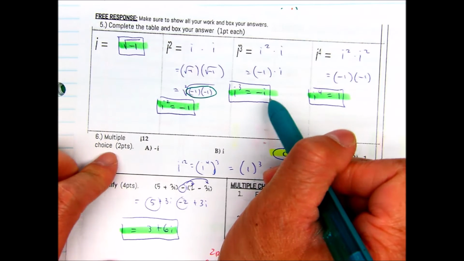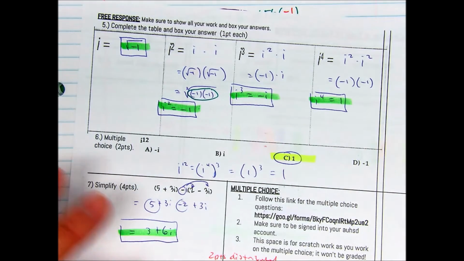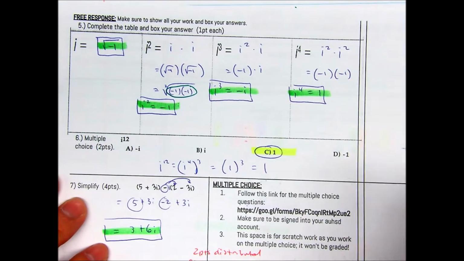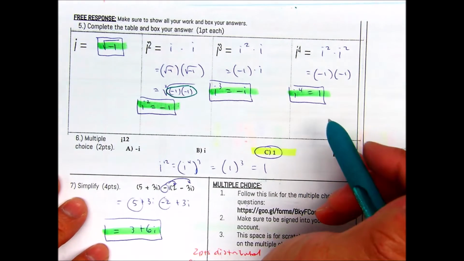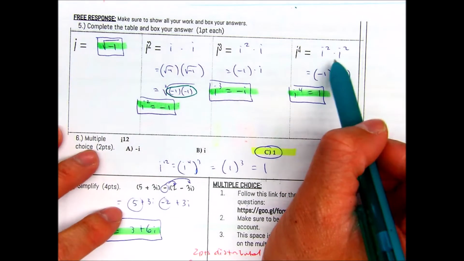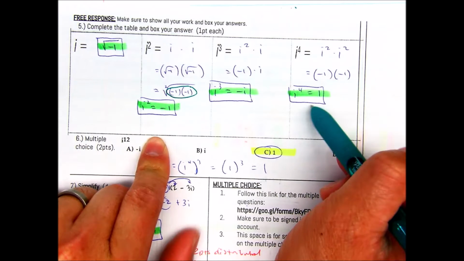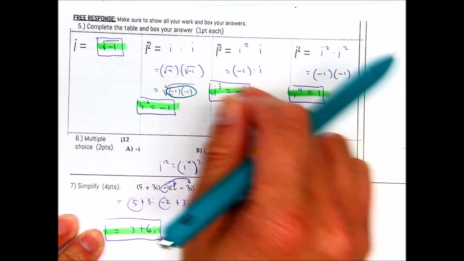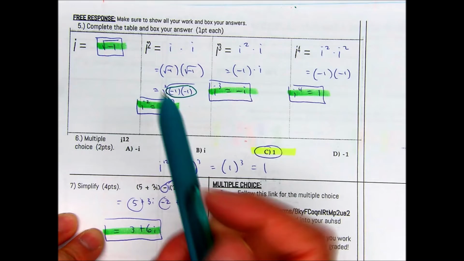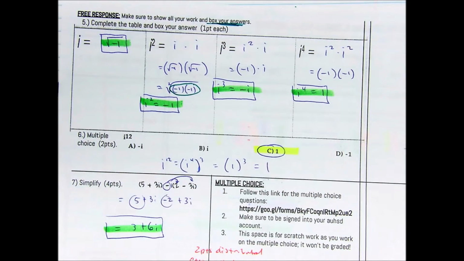Some of you guys need to make your I's and your 1's clear. If it's ambiguous to me, I grade it based on what I saw. If you have issues with that, then just make it more clear next time. I to the fourth is I squared times I squared. I squared is -1, I squared is -1, -1 times -1 is a +1. Each of these were worth 1 point each. A lot of you guys don't box your answers, so on the front side you lost a point for not boxing your answers.